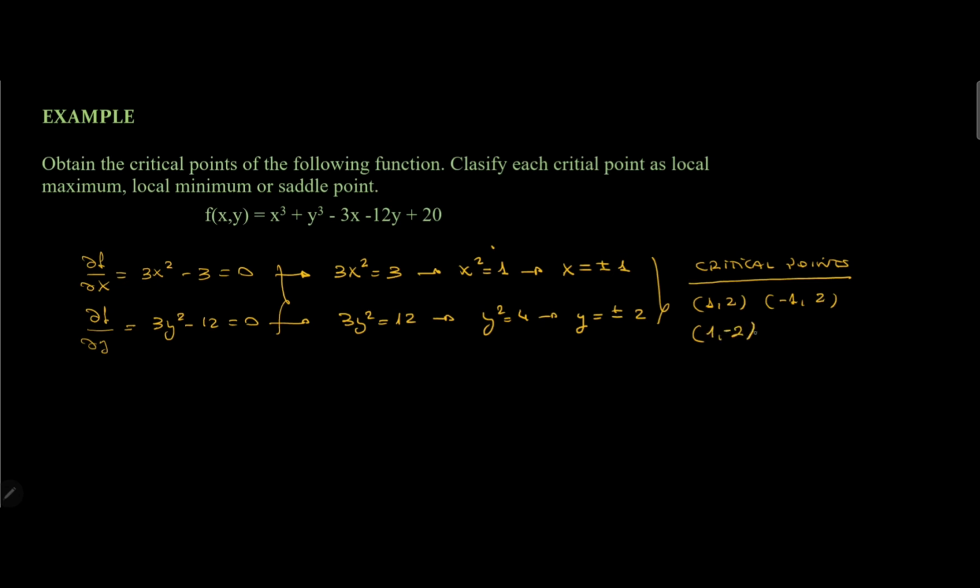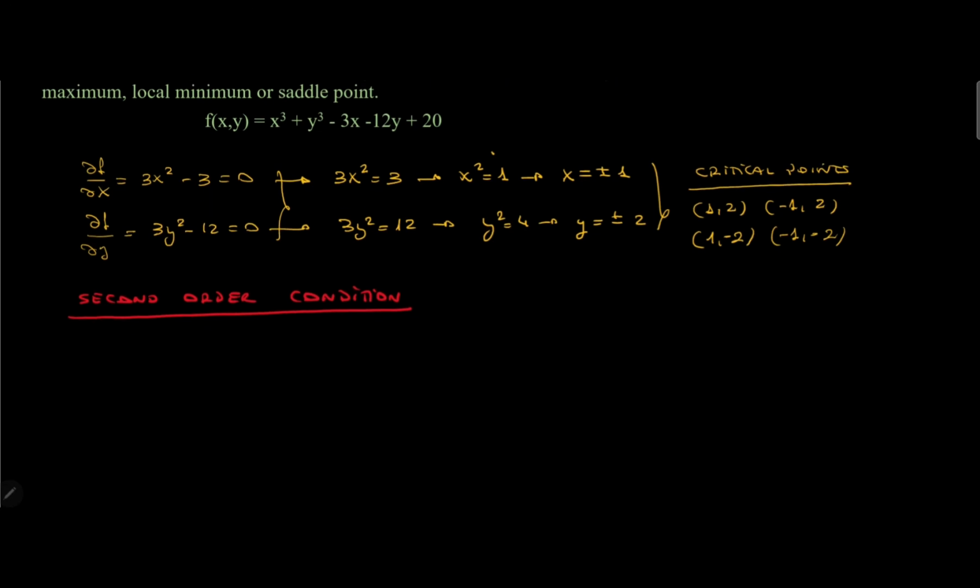1, minus 2, and minus 1, minus 2. Okay, so now that we have the critical points, we come to evaluate the second order condition. And for the second order condition we need the Hessian matrix.